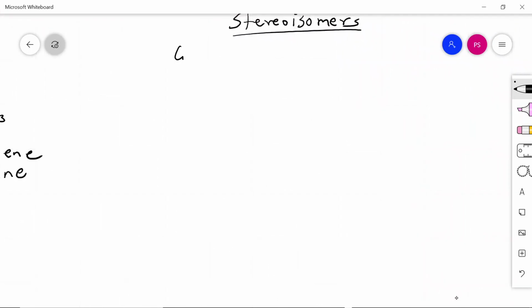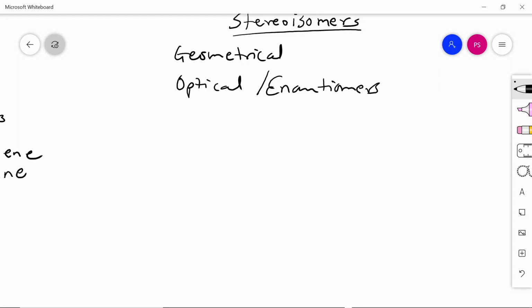Stereoisomers are geometrical, optical, or you can say enantiomers, and third one is diastereoisomers. Here geometrical isomers may or may not be optically active. Optical isomers or enantiomers are optically active. Diastereomers may or may not be optically active.